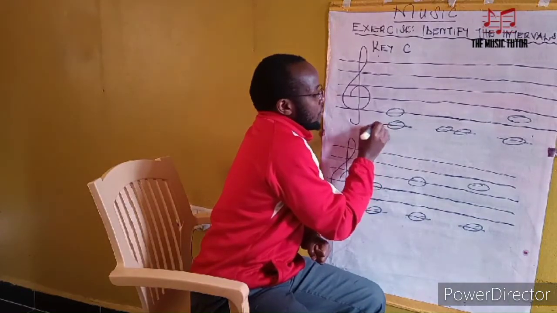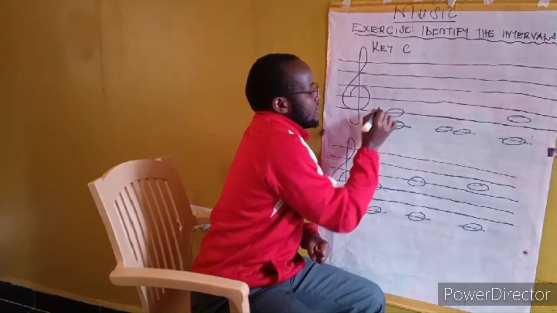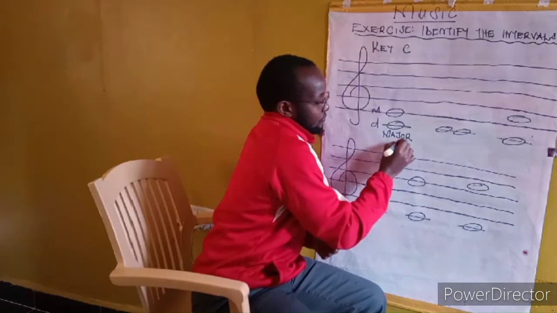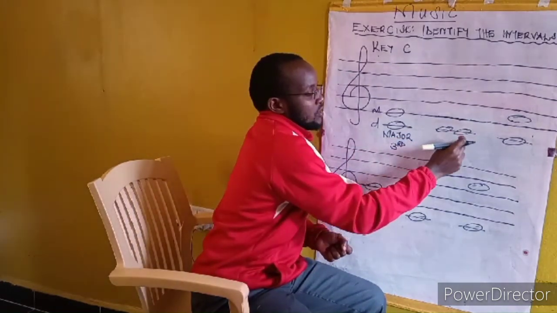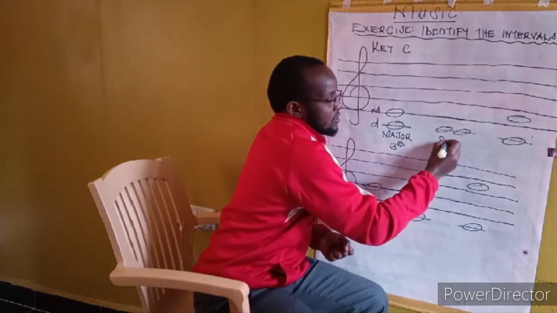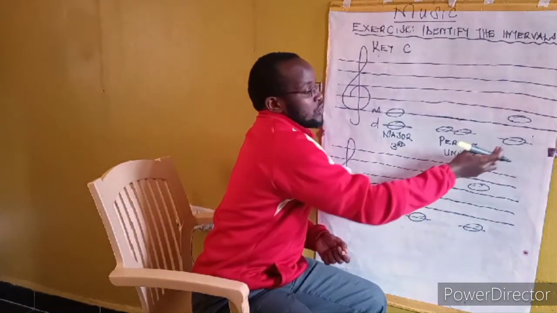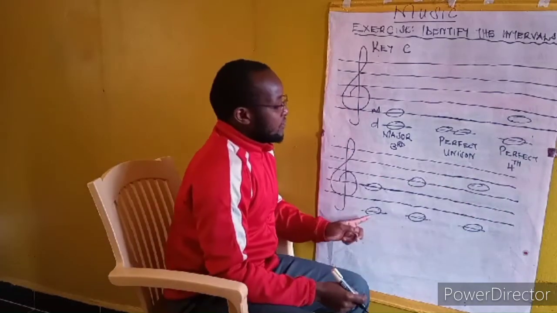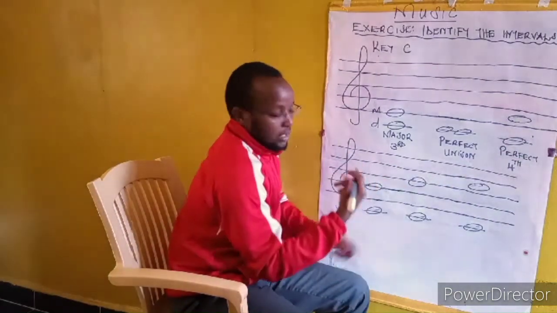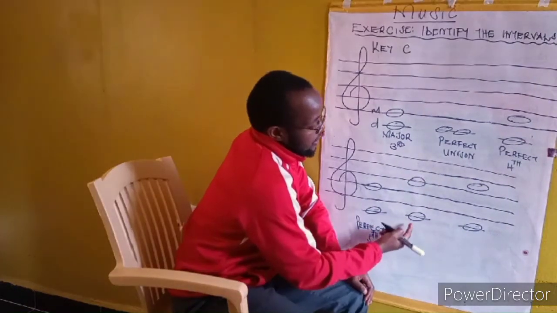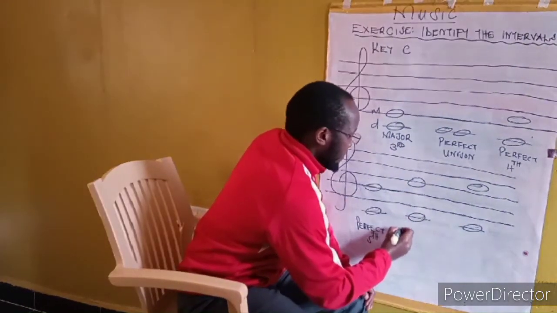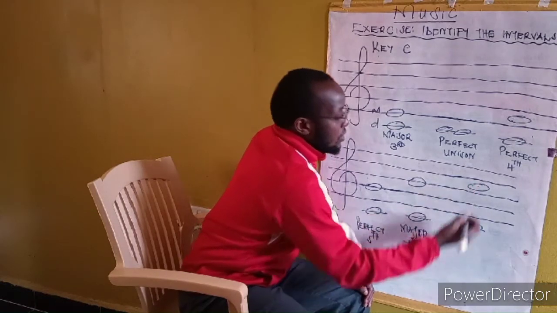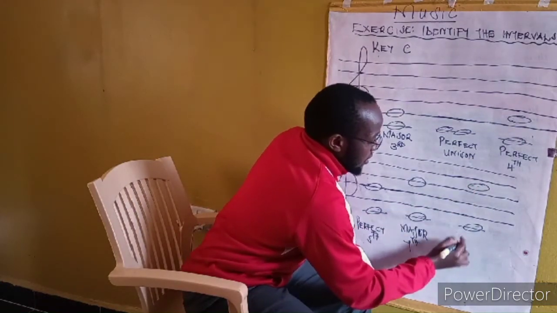The interval between do, mi, we call a major third. The interval between do and do, we usually call perfect unison. The interval between do, fa, we usually call a perfect fourth. The interval between do, so, we usually call a perfect fifth. The interval between do, ti, is a major seventh. The interval between do and the upper do is a perfect octave.